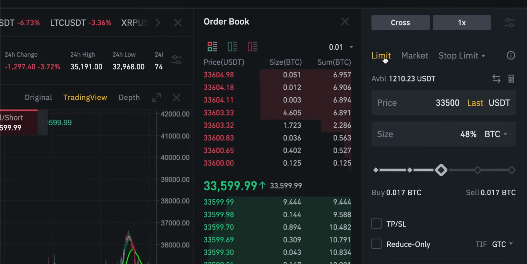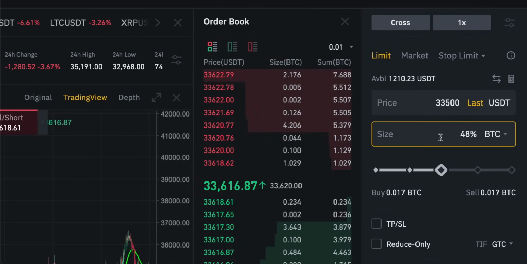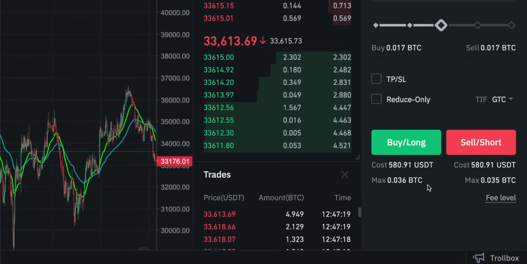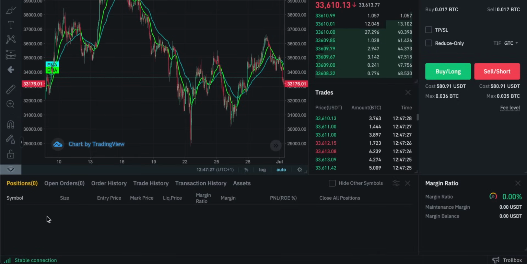This is a limit order, by the way, so I'm clicking on limit. I can choose my price, I can choose the amount, and then I can just go long the order. What will happen is that my order will come down here onto the order book.